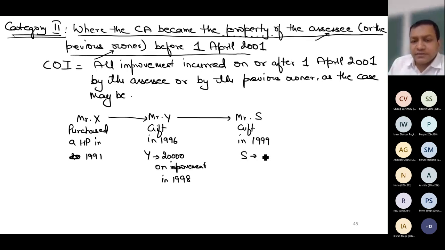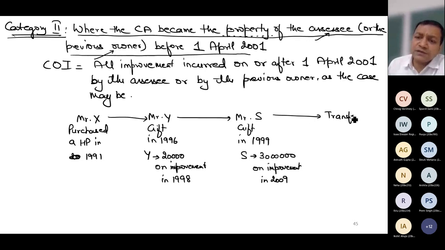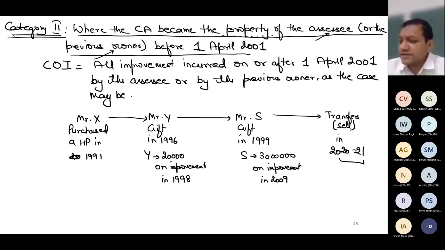S also spent 30 lakh on improvement in 2009. He now ultimately transfers it, or he is now selling it, in previous year 2021, which is my year. That's it. Now you tell me, in this case, who is the assessee?